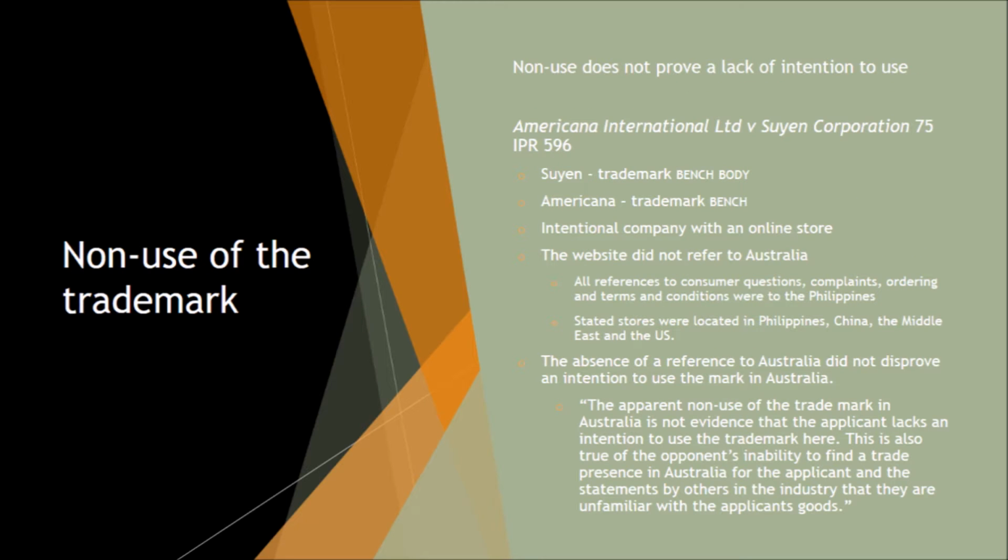Now, it is important to note that a mere lack of use is not sufficient to prove a lack of intention to use. Soyan provides a perfect example. It also demonstrates that a trademark must be intended for use in Australia, otherwise the applicant will lack the requisite intention and the Section 59 ground for opposition will be established.